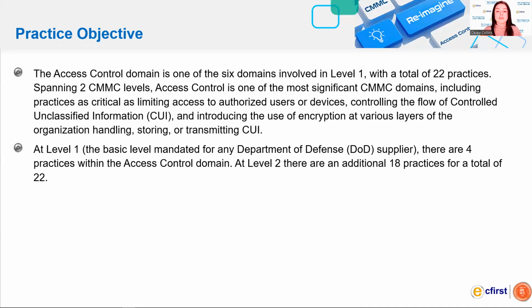So the access control domain is one of the 6 domains involved in level 1, with a total of 22 practices. Spanning both levels 1 and 2, access control is one of the most significant CMMC domains, including practices as critical as limiting access to authorized users or devices, controlling the flow of controlled unclassified information or CUI, and introducing the use of encryption at various levels of the organization handling, storing, or transmitting CUI. At level 1, which is the basic level mandated for any Department of Defense supplier, there are 4 practices within the access control domain. And at level 2, there are an additional 18 practices, which altogether is 22 practices for access control.